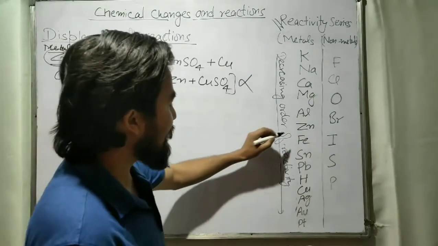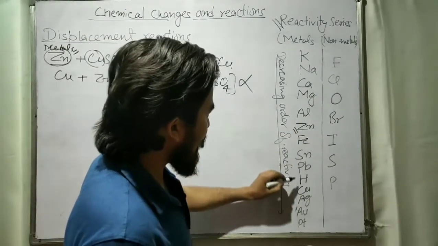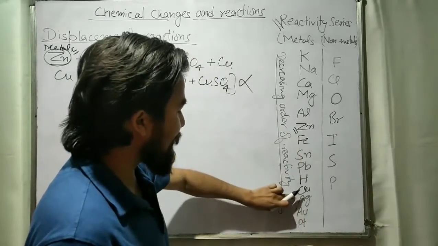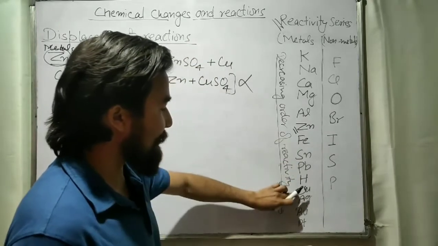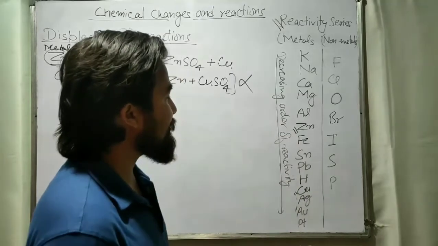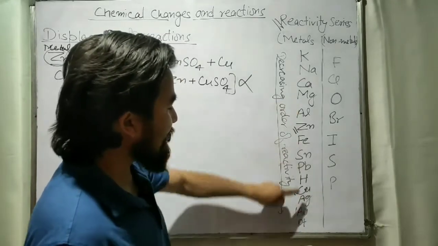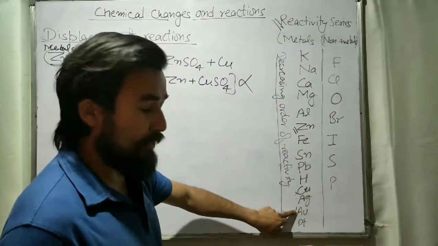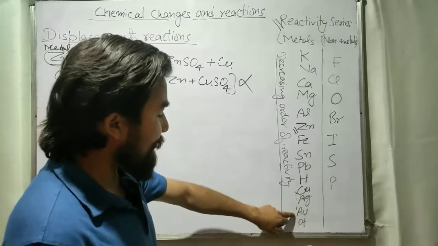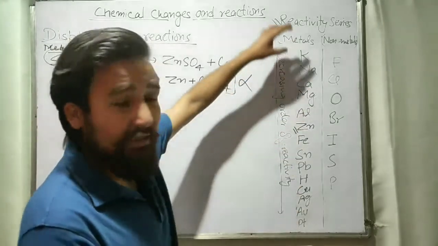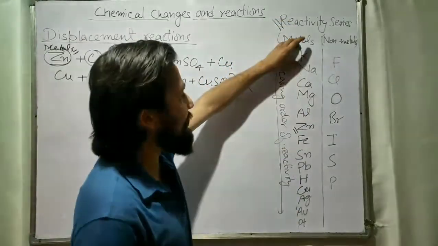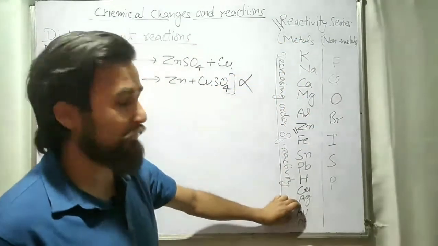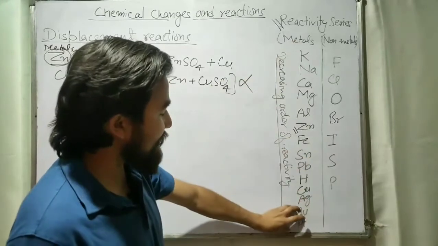Now here you can see zinc comes above copper. Copper is here, zinc is here. It means zinc is more reactive as compared to copper, so zinc can displace copper, but copper cannot displace zinc. Similarly, aluminium can displace copper, but copper cannot displace aluminium. Copper can displace Au, which means gold, but gold cannot displace copper. So the substance which is more reactive is going to displace the substance which is less reactive. A more reactive metal will displace a less reactive metal.